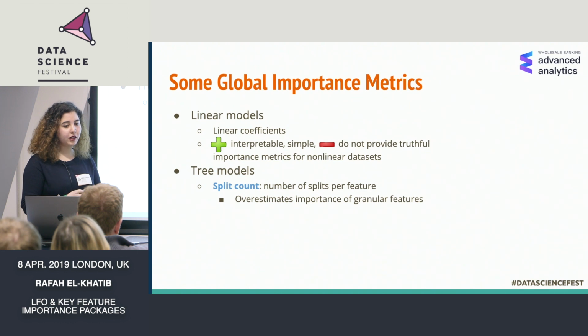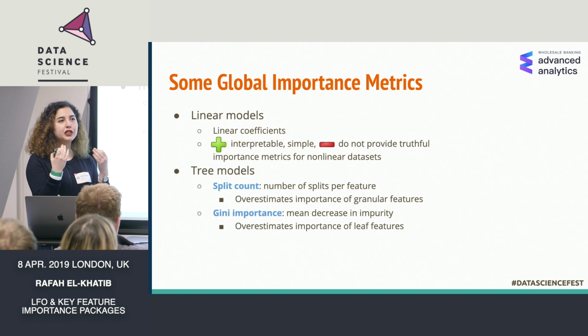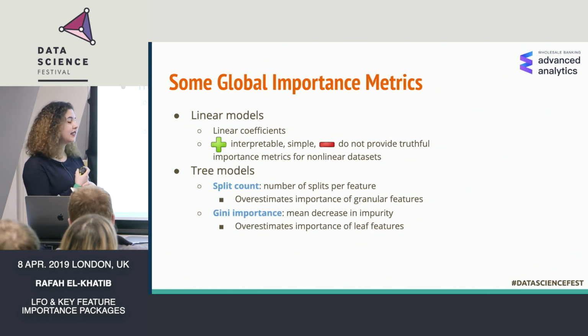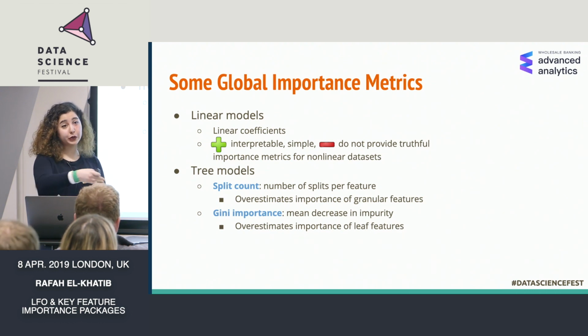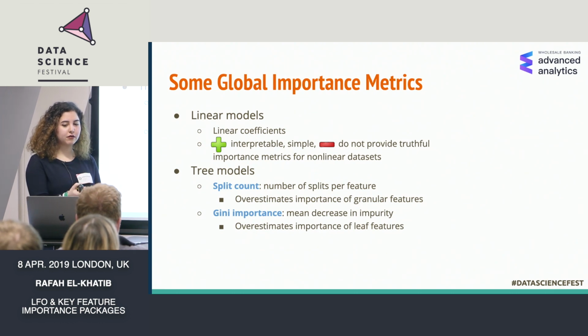Another importance for tree models is the Gini importance, which calculates the mean decrease in impurity on a split. So every time you split on a feature, what is the decrease in impurity? Impurity can be defined in different ways, but it's how much performance improvement you get by splitting on this feature. But the problem with this metric is that it overestimates the importance of the features that come at the very end of the tree, because that's where you make the most decrease in impurity. So it allocates a lot of importance to those features.